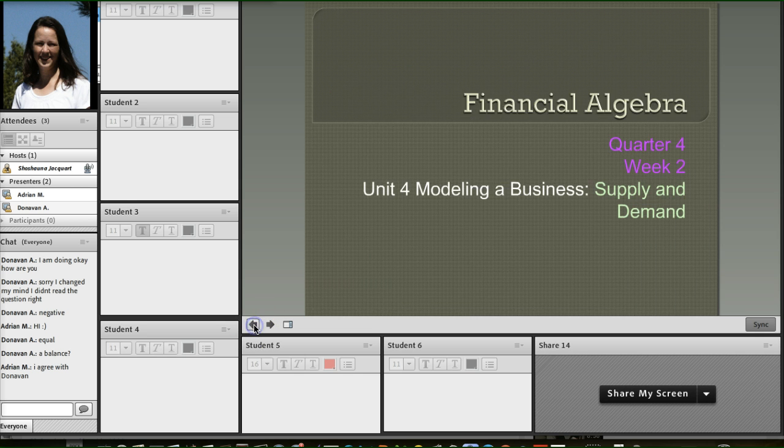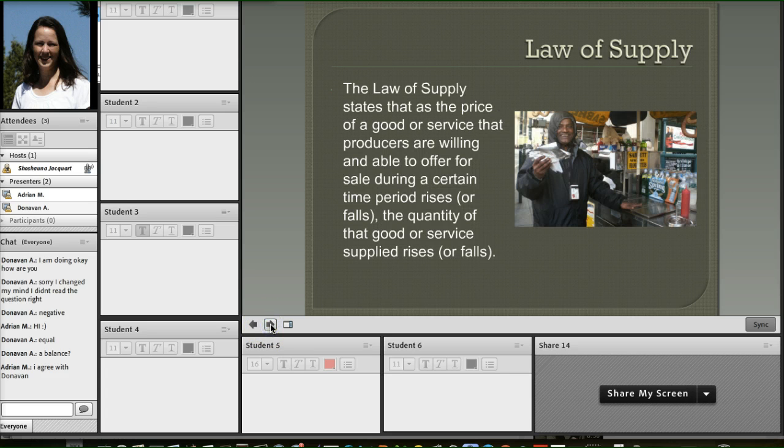Okay, so today, like I said, we're going to talk about supply and we're going to talk about demand. When we talk about the law of supply, we're talking about people being willing to sell their goods. So we're talking about the vendors.